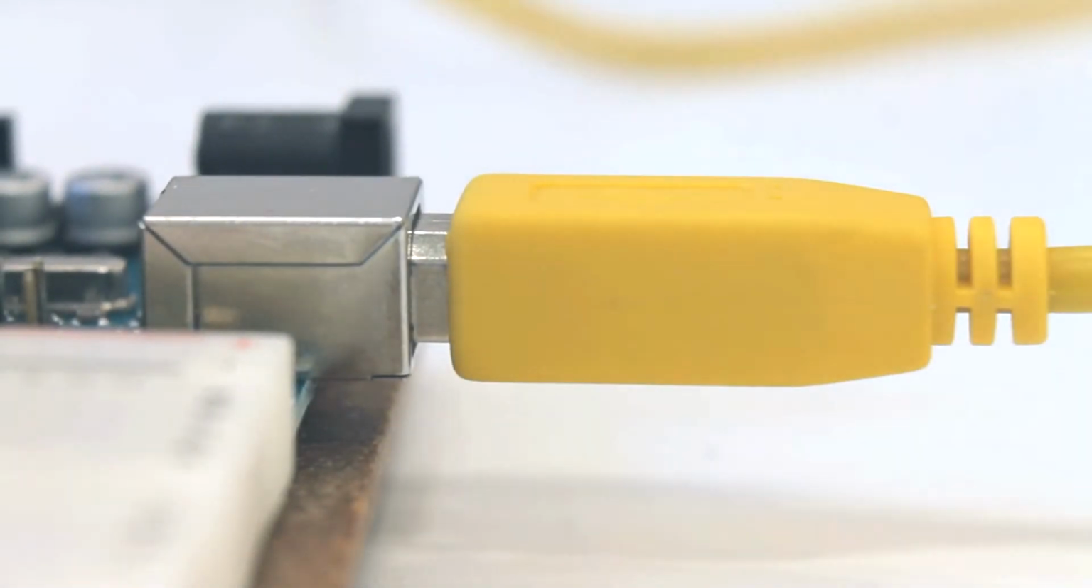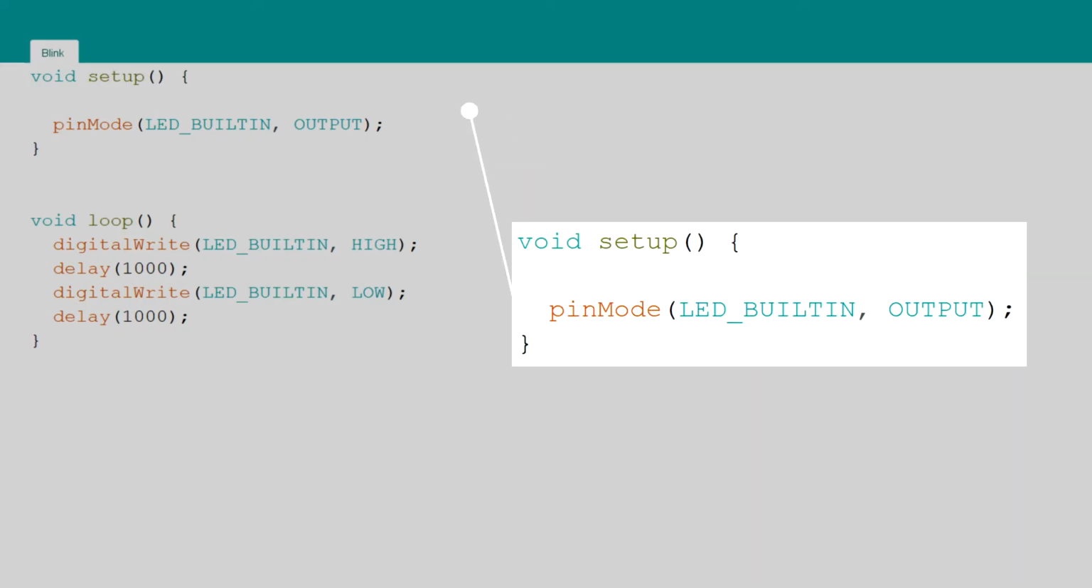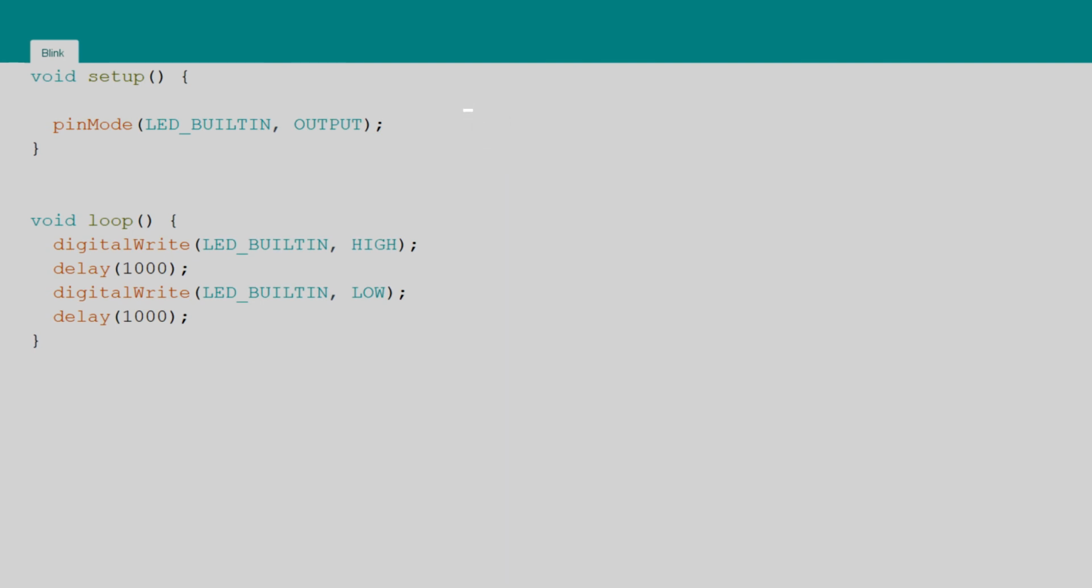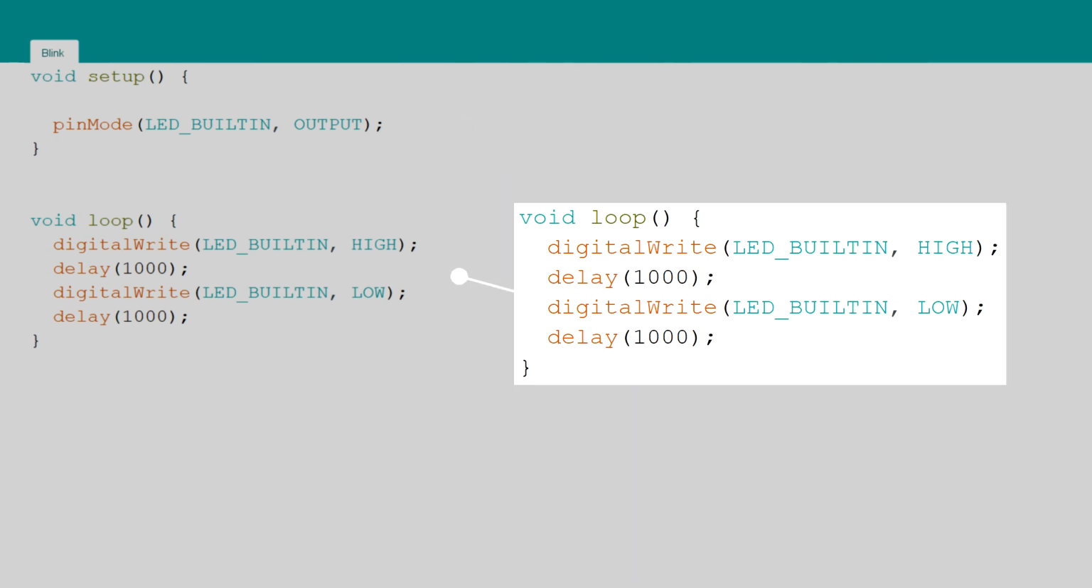Then let's take a look at the code. First, the mode of the pin is set as an output in the setup function. In the loop, we use the digital write function to turn the LED on and off. The 1000 millisecond delays specify how long the LED is turned on and off.